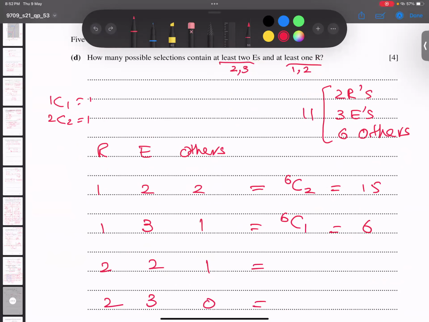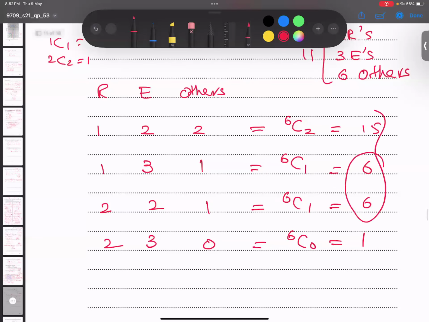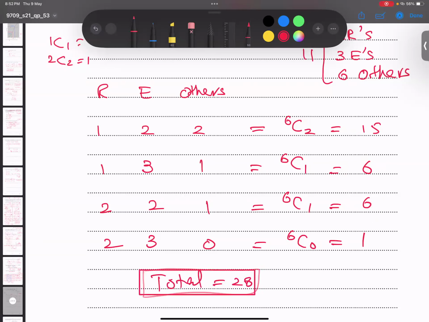So what about this? Out of the others, I need 1. So 6C1, again I get a 6. And 6C0 is coming 1. So this is 12, 27, and 1, I think it is coming 28. Let me check again. 15 to 21, 21 plus 6, and then 1, 28. So the total options we have are 28. So alhamdulillah, I hope you got the concept very clear, and let's go for the next question.